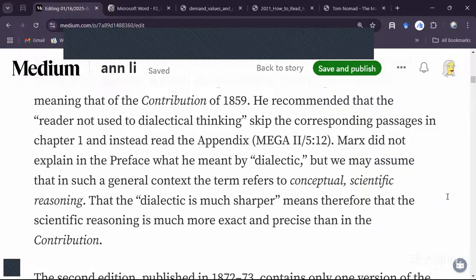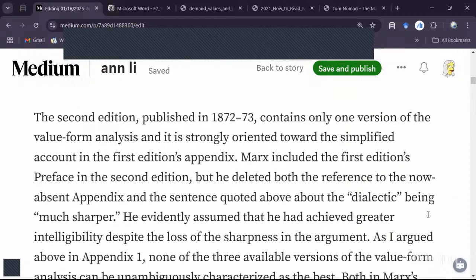Marx did not explain in the preface what he meant by dialectic, but we may assume that in such a general context, the term refers to conceptual scientific reasoning. That the dialectic is much sharper means, therefore, that the scientific reasoning is much more exact and precise than in the contribution. The second edition, published in 1872 to 73, contains only one version of the value form analysis and is strongly oriented towards the simplified account in the first edition's appendix.